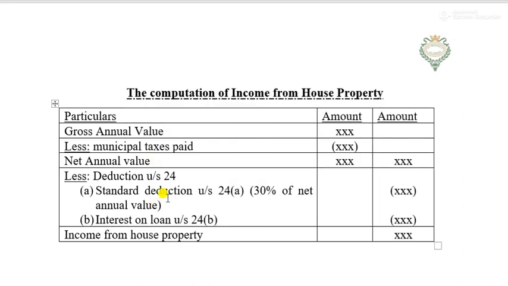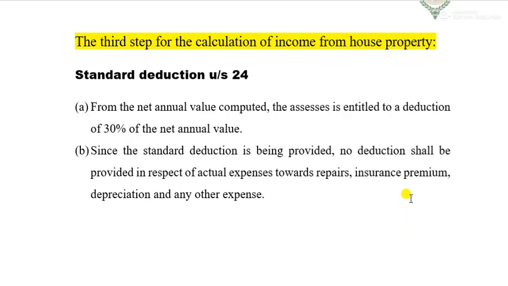That means that the standard deduction under section 24A, this figure, this will be 30% of this figure. Right? Suppose the net annual value is 90,000. So standard deduction under 24A will be 30,000, which is 30%. Sorry, if the net annual value is 1 lakh, then the standard deduction will be 30,000, means 30%.